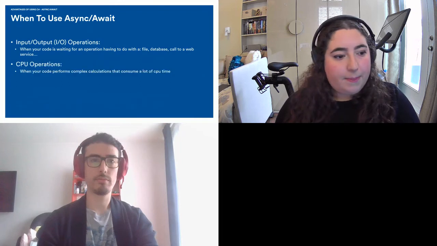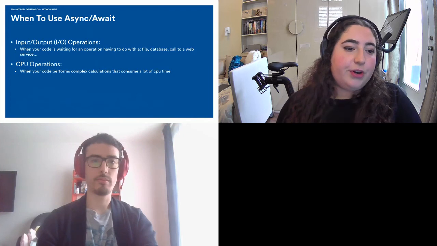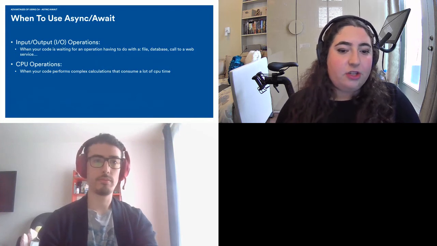So when would you use async await? You would use it in input-output operations. So when your code is waiting for an operation having to do with a file, database, call to a web service, etc. Now we would use it for CPU operations. So when your code performs complex calculations that consume a lot of CPU time.